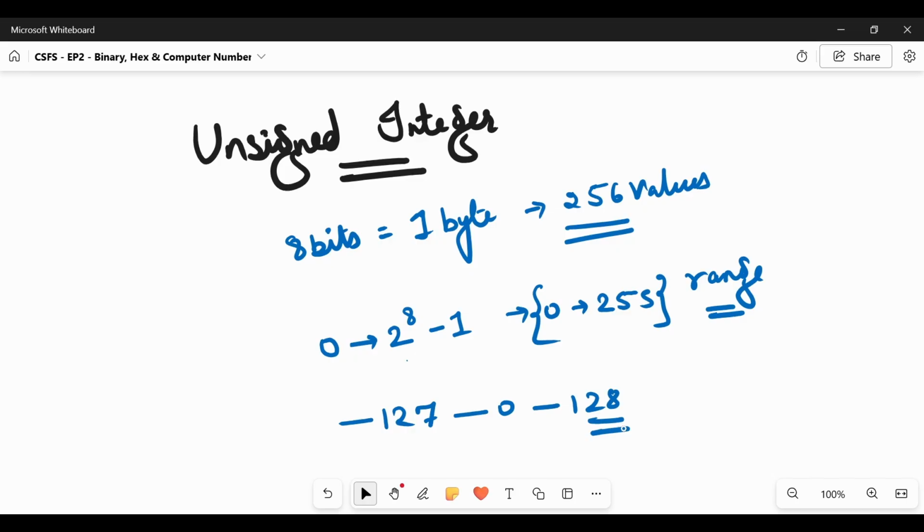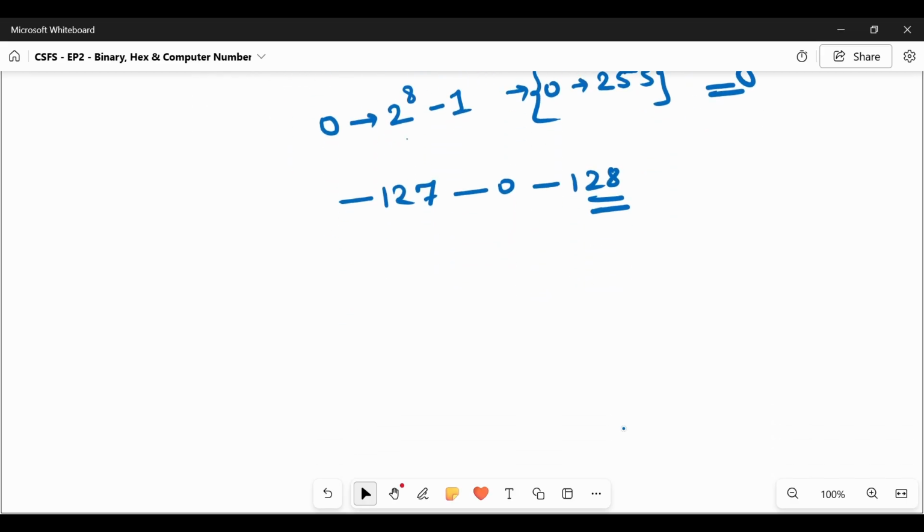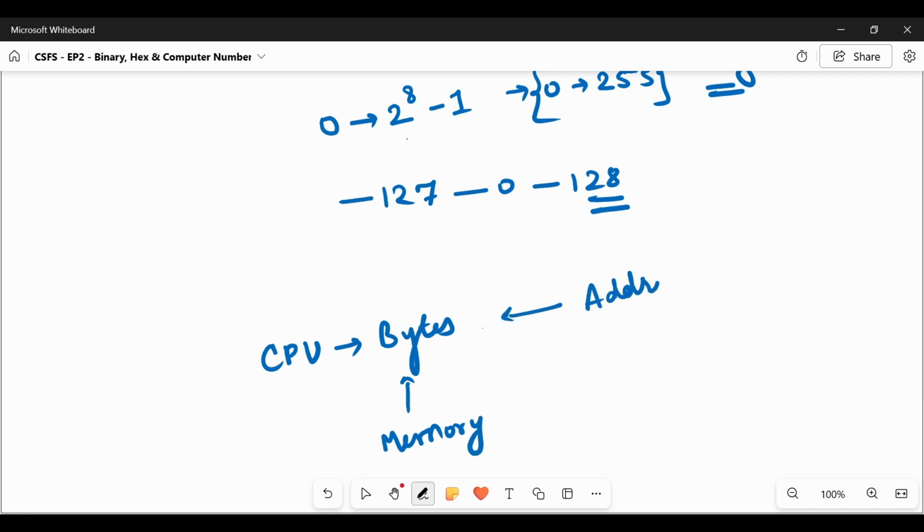So we can say that memory is sequential bytes and addresses are located in bytes only. CPU reads the value in bytes. All memories are represented in bytes. Memory representation is bytes. Addresses are written in bytes, sequential bytes.